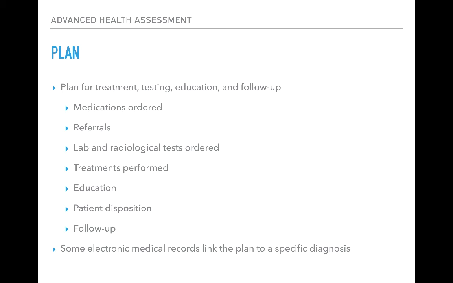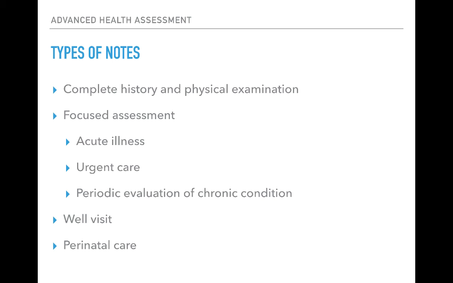Be sure that you are really familiar with the type of documentation you're using. Some electronic medical records link the plan to a specific diagnosis. So in some of the electronic medical records, when you write medication orders or an order for a test or a lab, it's going to ask you which diagnosis you link that to. You're going to have to make sure that you know and have a good rationale for why you're writing each order. Not all notes are alike.